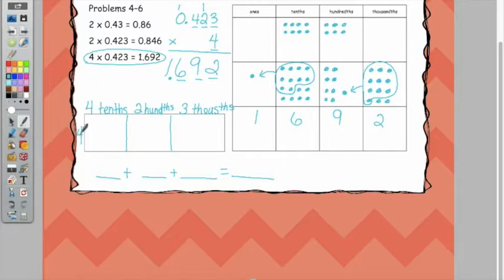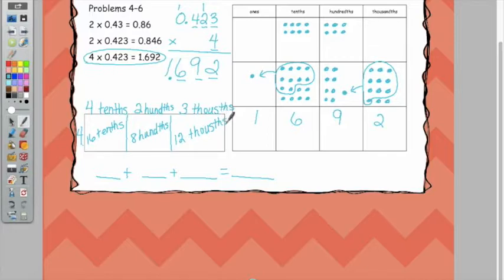So what's 4 times 4? 16. So I'm going to put 16 tenths down. Don't worry about the lines yet. Let's just go across. Okay, eyes up here. 4 times 2. 8. So 8 what? Hundredths. Okay, and 4 times 3, 12. Oh my, 12 what? Thousandths.